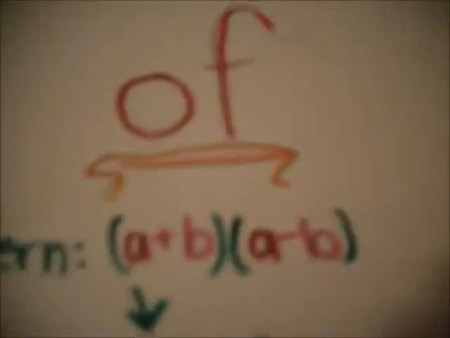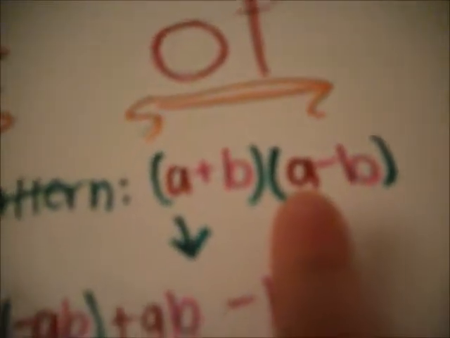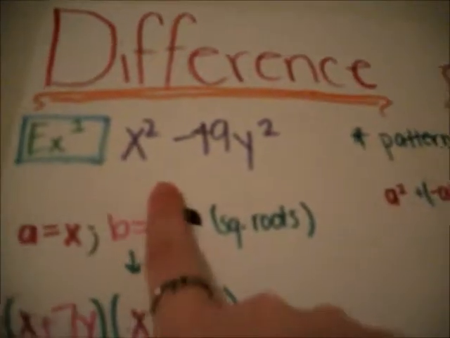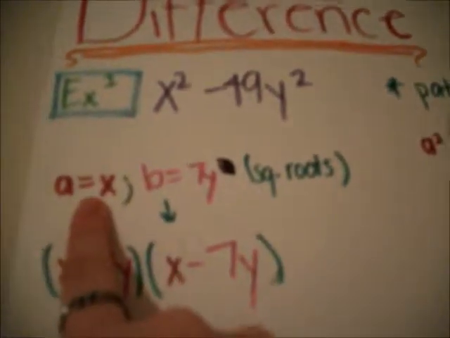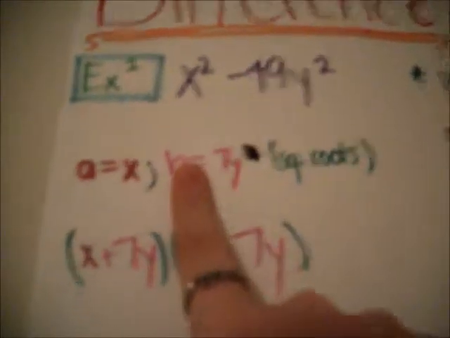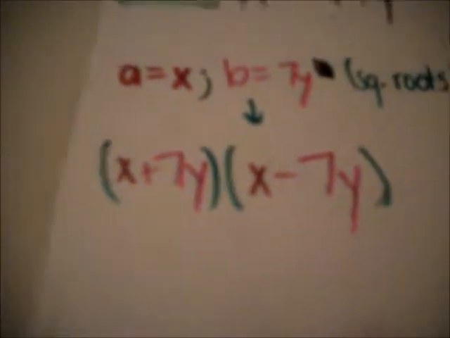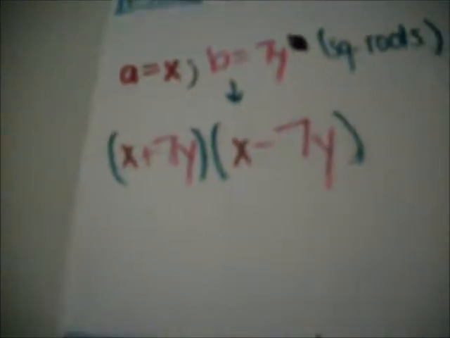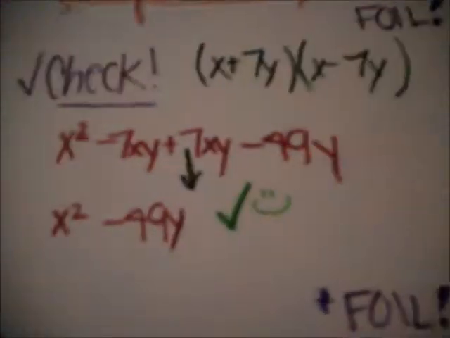The pattern is a plus b multiplied by a minus b. So I have the first term as a, the second term is b. So the square root of the first term is x, the square root of the second term is 7y. Then, there it is. X plus 7y times x minus 7y. That's it. Now when you check it, you do it by FOIL.